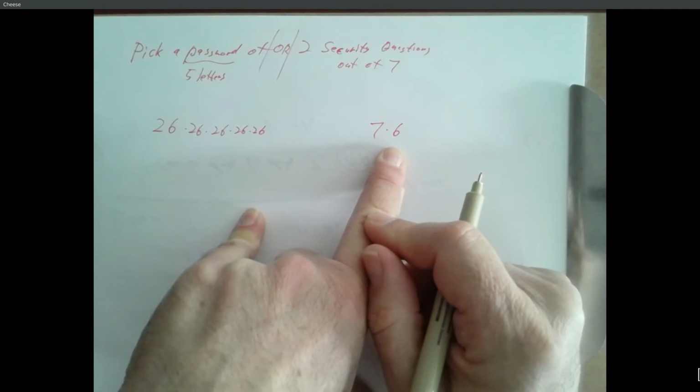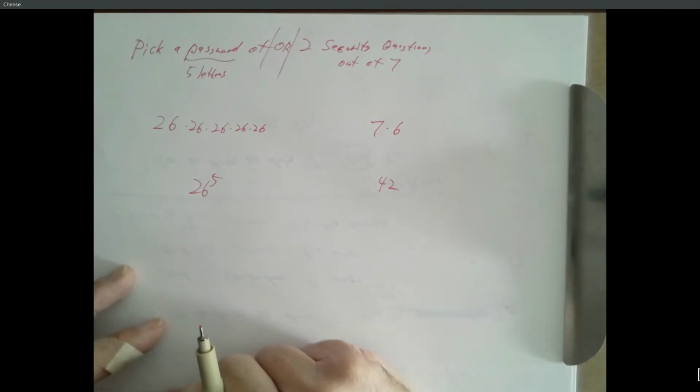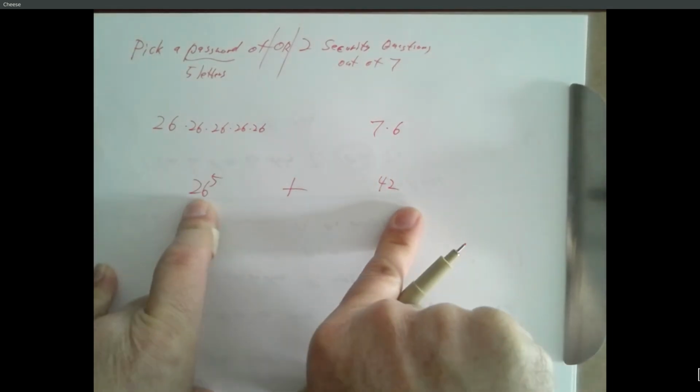So the product rule tells us there's 26 to the 5th passwords, and it tells us there's 42 ways that you can choose 2 security questions. The number of ways you can set up your account is the sum of those, because you can do either the first method or the second method.